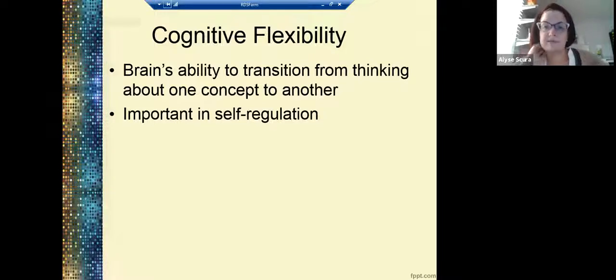Okay, so next up is cognitive flexibility. So this is simply the brain's ability to transition from thinking about one concept to another. It's incredibly important in self-regulation. It's also incredibly challenging for a lot of the individuals that we work with. They're pretty inflexible, especially if you think about someone who has a lot of perseveration. We have quite a few here at the Resource Center that have come in the last couple of weeks. Rajat, Rohit, we have Manoj coming in. They perseverate quite a bit.